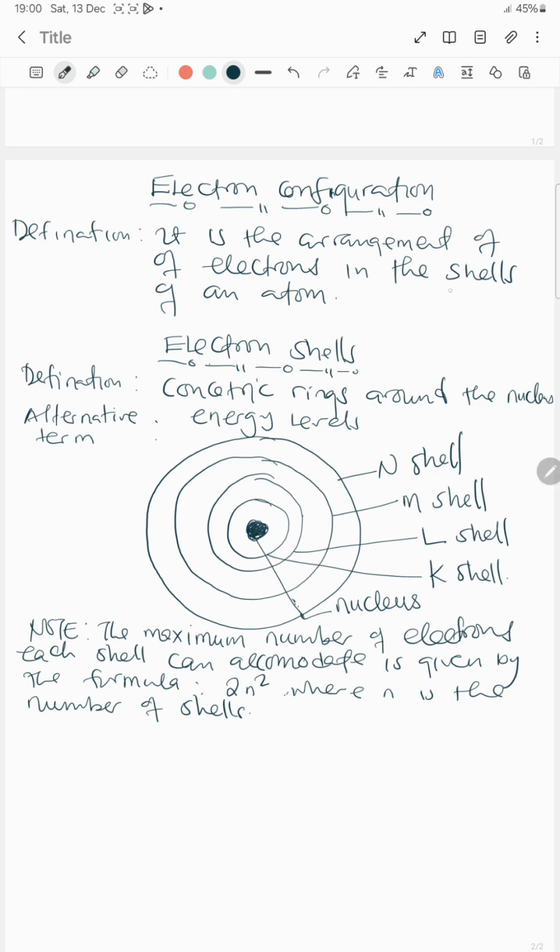Now, this word shells, we want to know what it is all about after we've learned about electron configuration. Electron shells, by definition, are concentric rings around the nucleus. What is the alternative term for electron shells? It is energy levels. Another definition for shells is just the path taken by an electron.